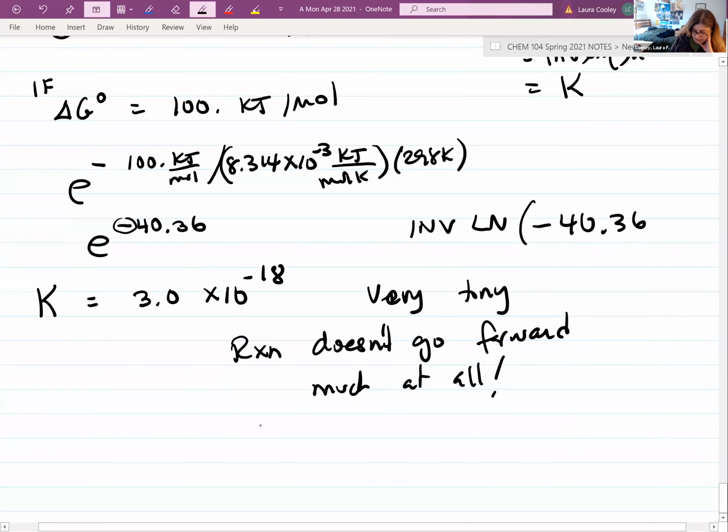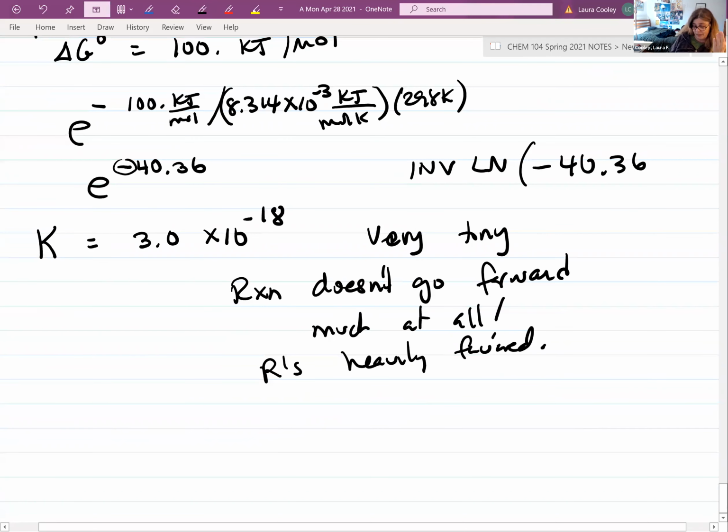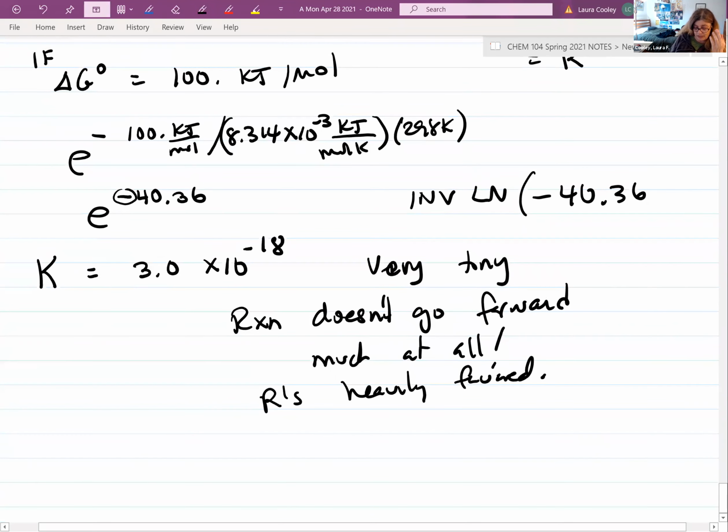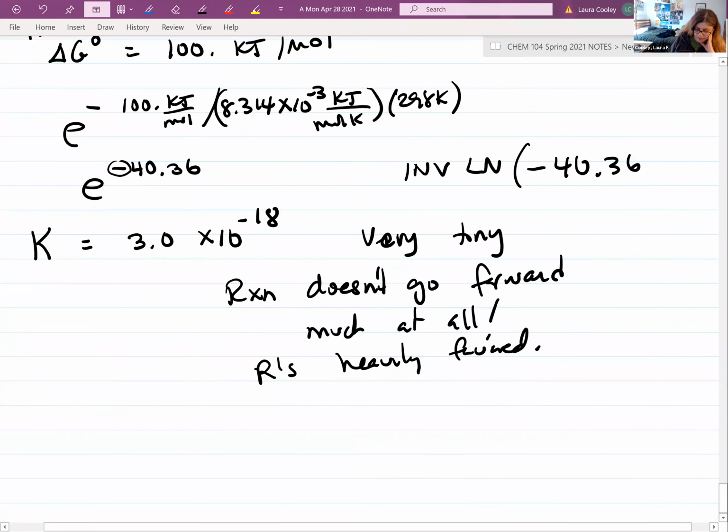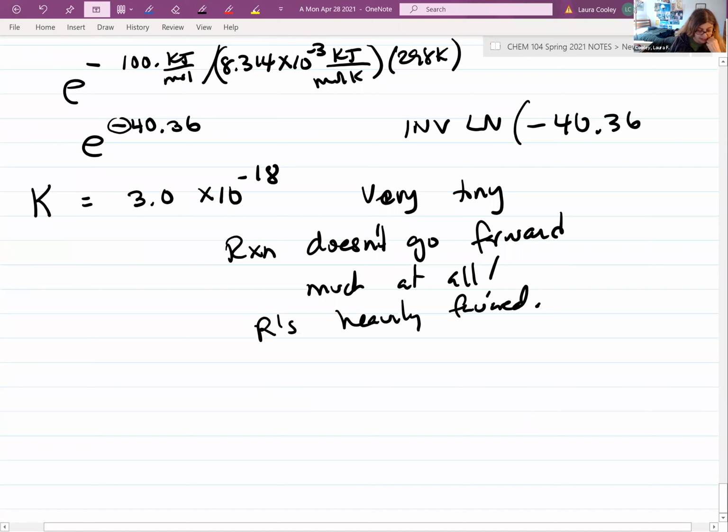That the reactants are heavily favored. So when you have delta G's in the hundreds, say positive 300, that would be like the reaction doesn't go forward at all. So there's all different degrees.